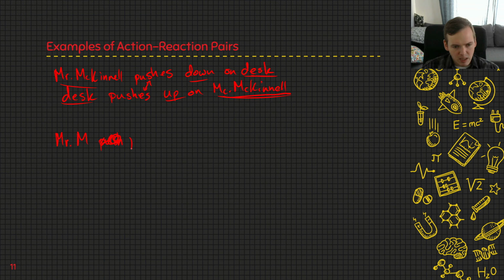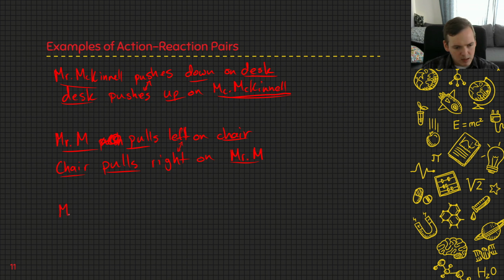Another example, let's do a pull example. Mr. McKinnell pulls left on the chair. Chair pulls right on Mr. McKinnell. So if I pull a chair to the left, the chair pulls back on me with the same amount to the right. So again, 2 objects, Mr. McKinnell and the chair. They're both pulls and they act in opposite directions. If we talk about how strong these forces are, we'd have the same number there.